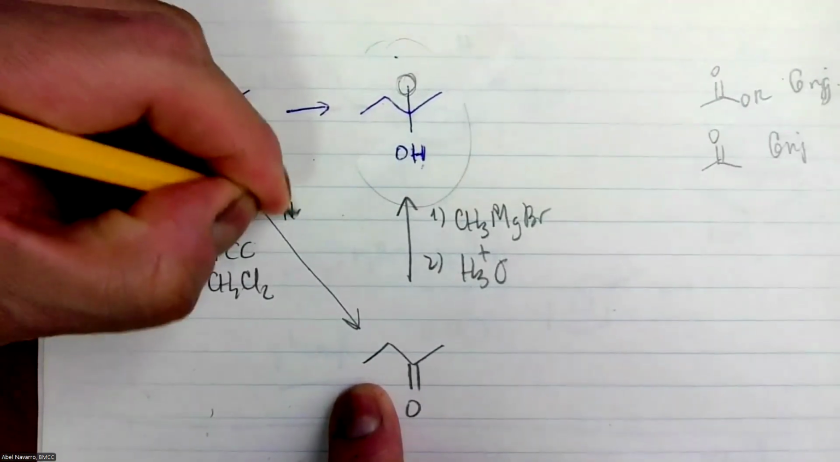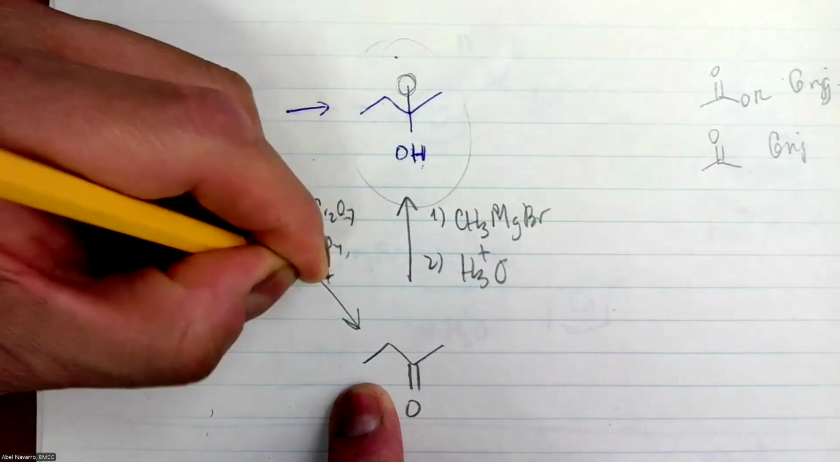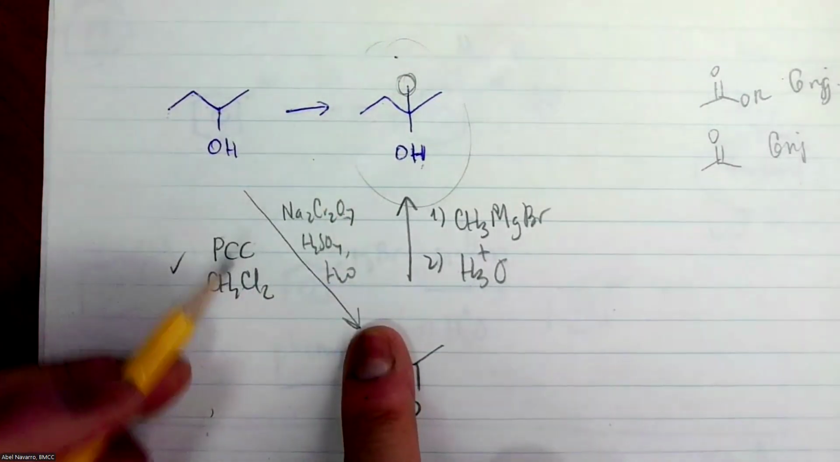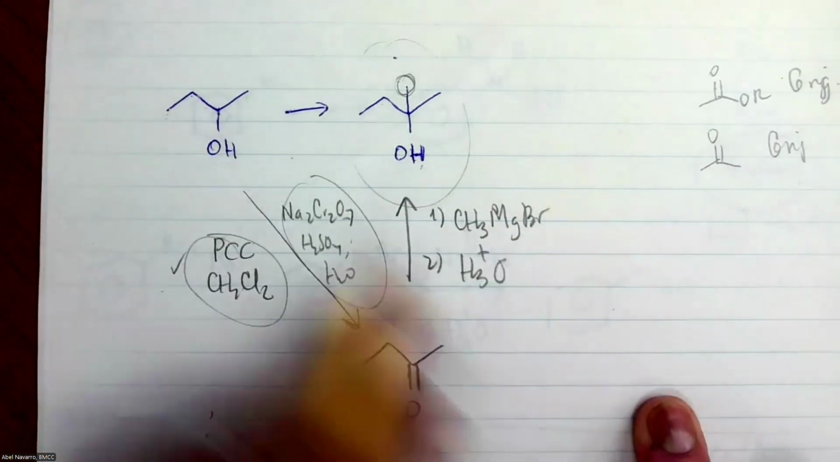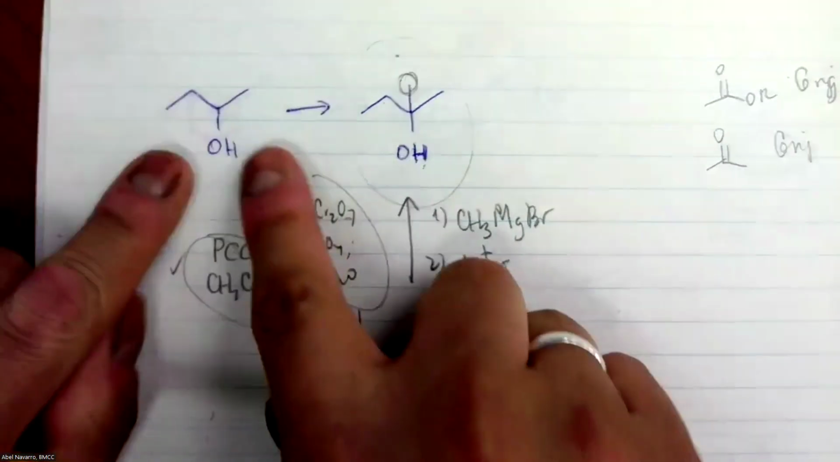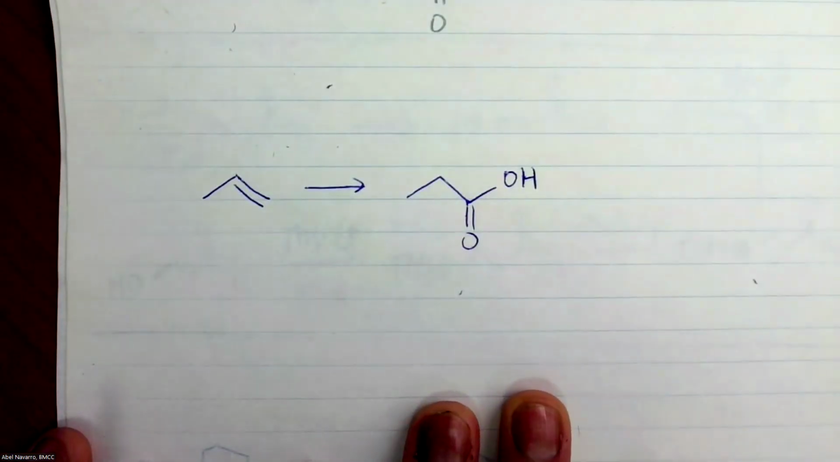Professor, can I use sodium dichromate in sulfuric acid and water? Yes, you can do either one, or this or this. Both of them work. That's a synthesis that you can do. So it's also a conversion of alcohols. That's very easy. Okay. Another synthesis that I prepared for you guys.